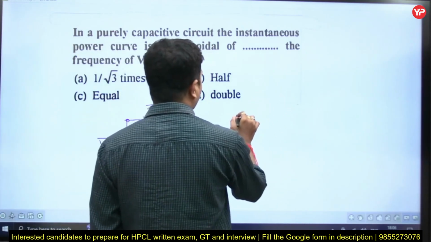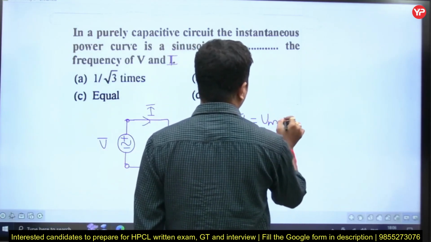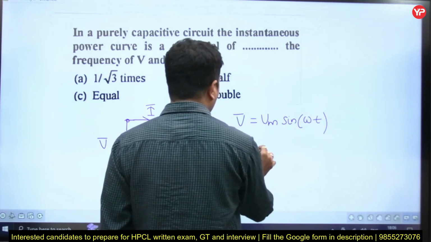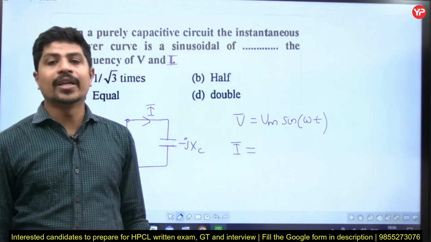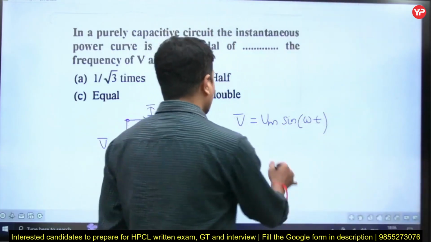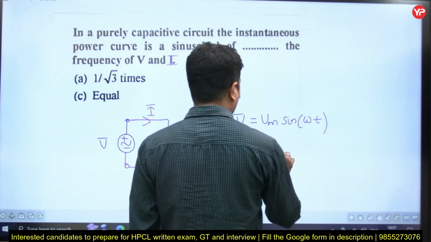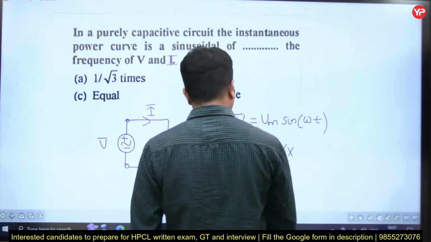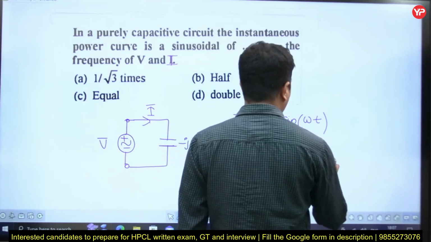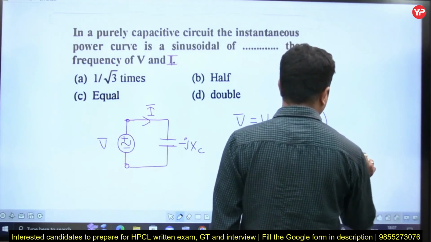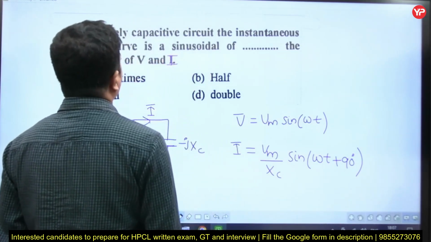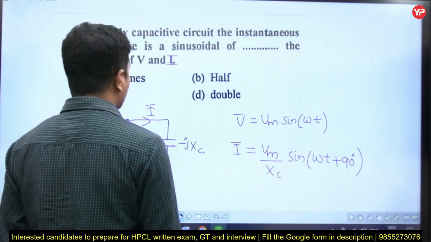Let's write V is equal to Vm sine of omega t. We all know that current leads the voltage by 90 degrees in a purely capacitive circuit. Therefore, it will be Im, that is Vm by XC, sine of omega t plus 90. Now he's asking the instantaneous power curve is sinusoidal of dash frequency of V and I.